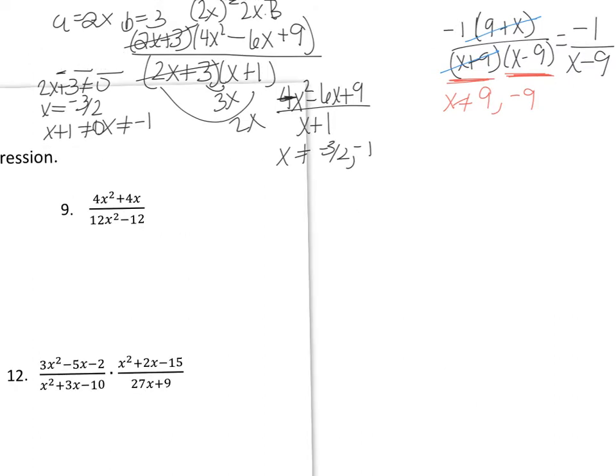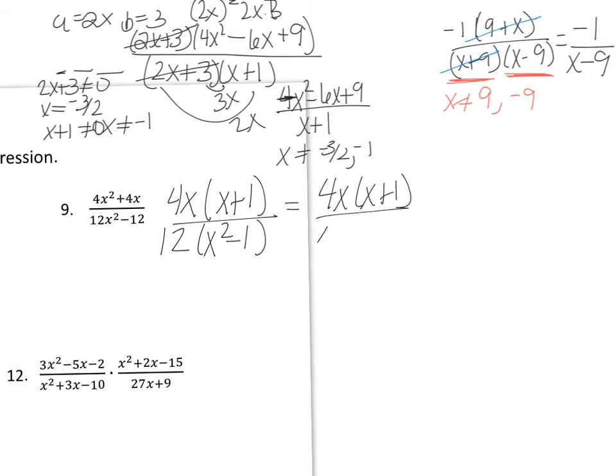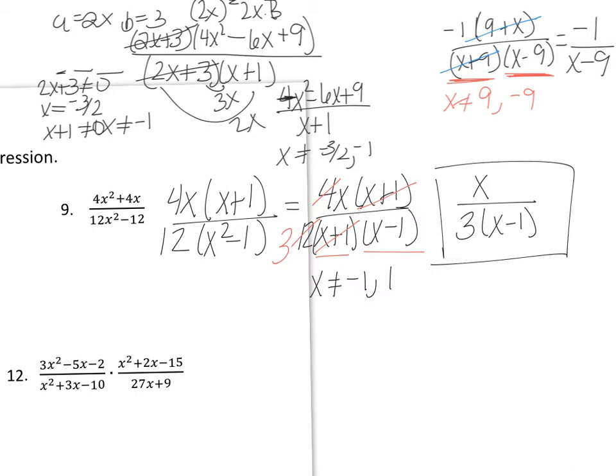The last one in that group is number 9, 4x squared plus 4x over 12x squared minus 12. So I'm going to factor out a 4x on the top, and I get 4x times x plus 1. And on the bottom I'm going to factor out a 12, and I get x squared minus 1, and x squared minus 1 is x plus 1 times x minus 1. So at this point, again, we'd look at what would make this denominator equal to 0. X would not equal negative 1 or positive 1. And then we can divide out our common factor of x plus 1, and 4 goes into 12 3 times. So I end up with x in the numerator and 3 times x minus 1 in the denominator. There's my final answer there.